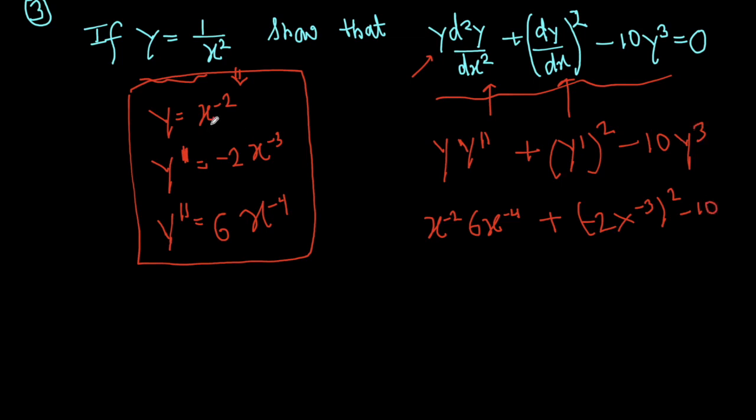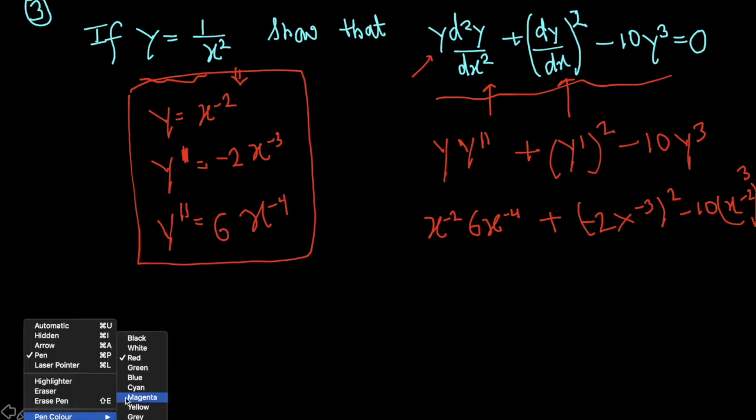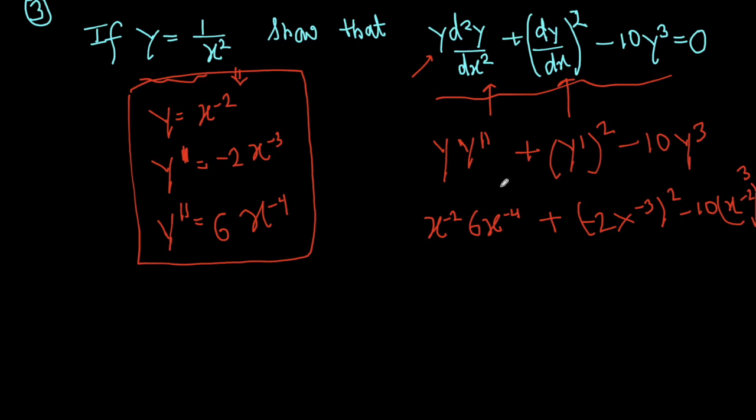Y is x to the power minus 6, so x to the power minus 2 times power 3. Okay, now let's simplify this further. So this power is added, so your answer will be 6 x to the power minus 6.